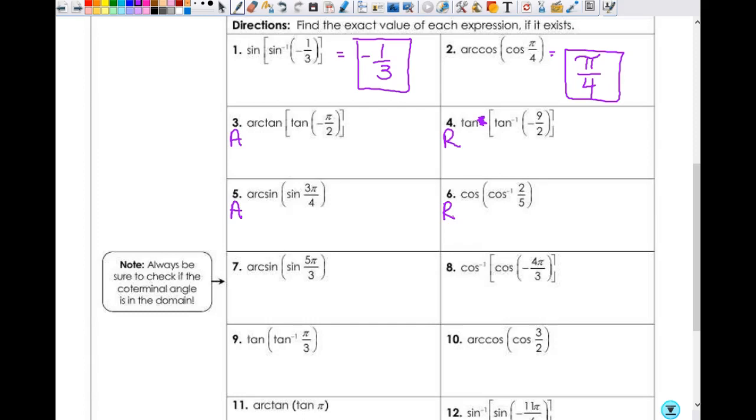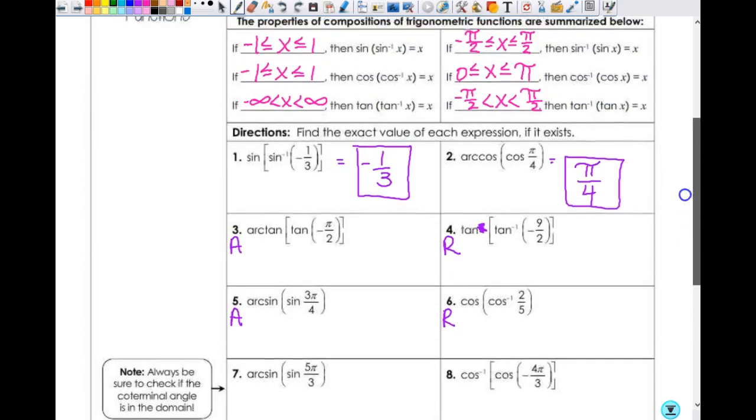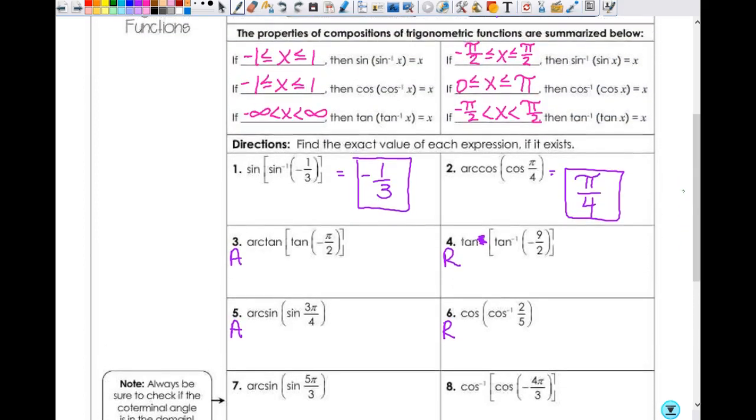All right, so now I'm going to look at number 3. I want the arctangent of the tangent of negative pi halves. Does negative pi halves fit into the range we get to use? No, it does not, right? Because we don't include it. So since it doesn't fall in there, this is why it doesn't work.